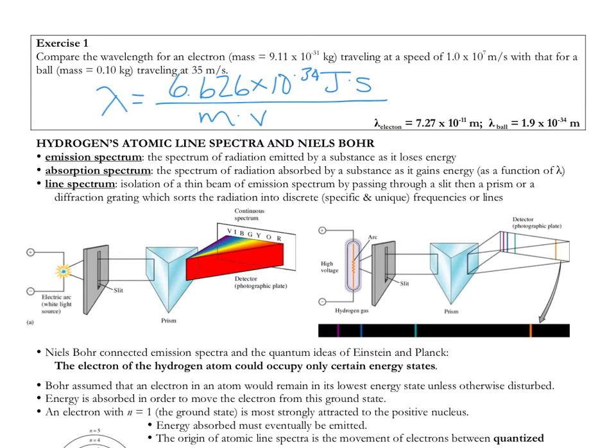But when we have something bigger, a ball, a tenth of a kilogram, much slower, 35 meters per second, its wavelength is impossibly small. So when we think about this, these electrons actually have a wavelength that could be observed, and we could treat them as a wave, whereas a ball, yes, we can calculate its wavelength, but it's so small it's not useful for us to think of it in terms of a wave.